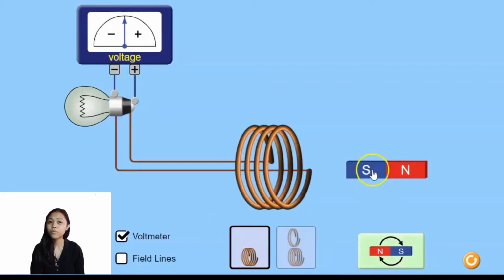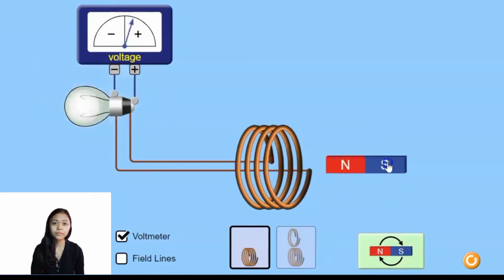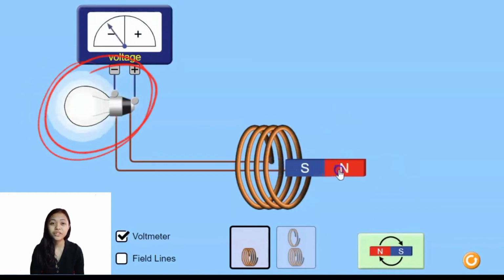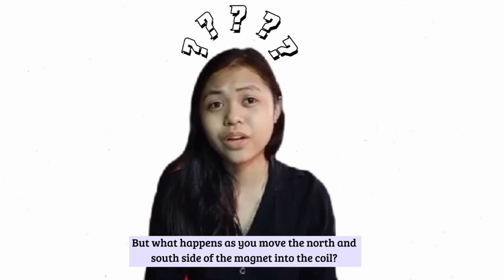Situation number 1. Using the PhET simulation, move the north side of the magnet into the right side of the coil. Repeat with the south side going in first into the coil. You can see the bulb lights up after the magnet is inserted inside the coil. But what happens as you move the north and south side of the magnet to the coil? Does the needle in the voltmeter move? If so, in which direction?